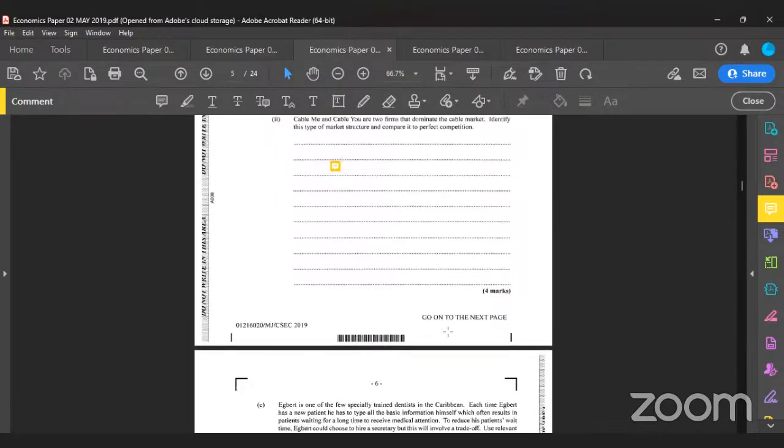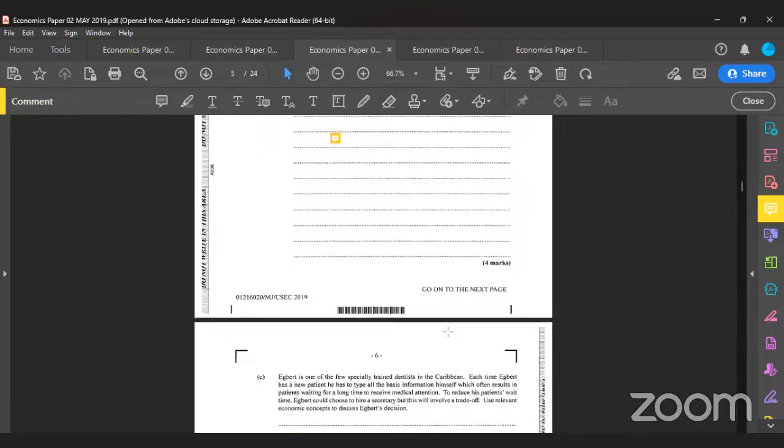So, part C says, Egbert is one of the few specially trained dentists in the Caribbean. Each time Egbert has a new patient, he has to type all the basic information himself, which often results in patients waiting for a long time to receive medical attention. To reduce his patients' wait time, Egbert could choose to hire a secretary, but this will involve a trade-off. Use relevant economic concepts to discuss Egbert's decision.